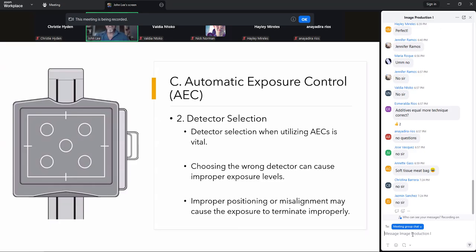It's going to be noisy. It's going to be grainy. You're probably going to have to repeat it. All right. So for me, best practice is get that AP technique and then manually adjust for the obliques. And then if I can, I will go back and use the AEC for the lateral and the spot.